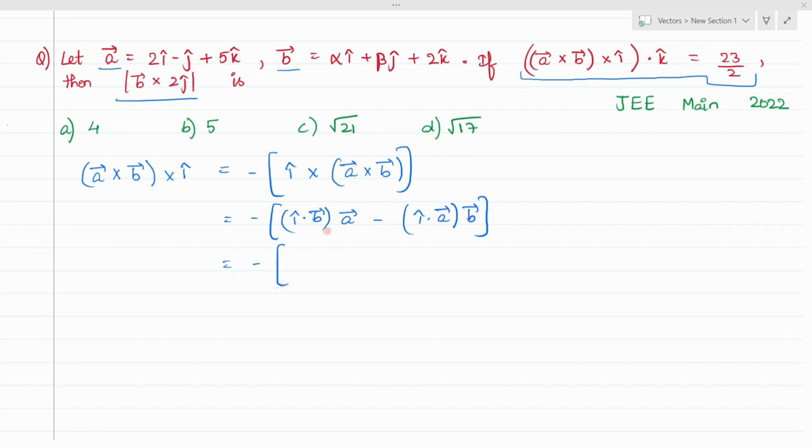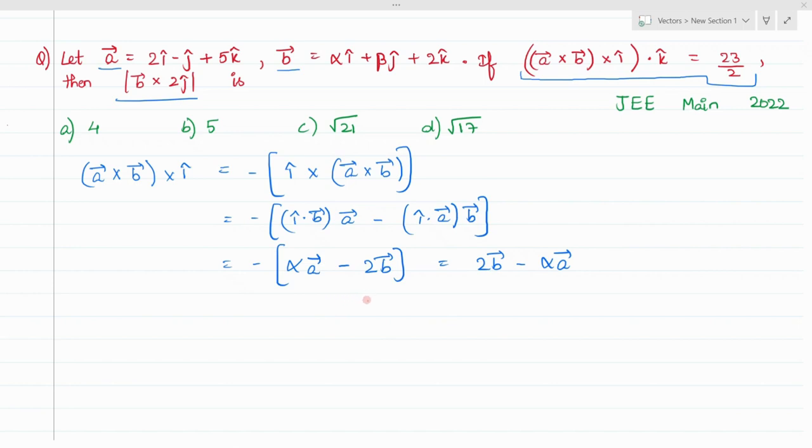It becomes i dot B, just multiply this B vector with i using dot product, you'll get it as alpha A vector minus, similarly with A, you will get it as 2B vector. That is 2B vector minus alpha times of A vector.